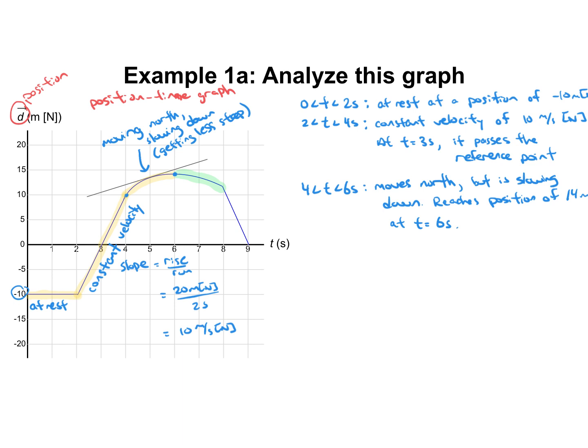And now in green, it's curving again, but now it's going down. So it's going back towards the reference point. It's moving, I would say, south, the opposite direction. And it's not a straight line, it is a curve, so it's not going at a constant velocity. This one is speeding up.